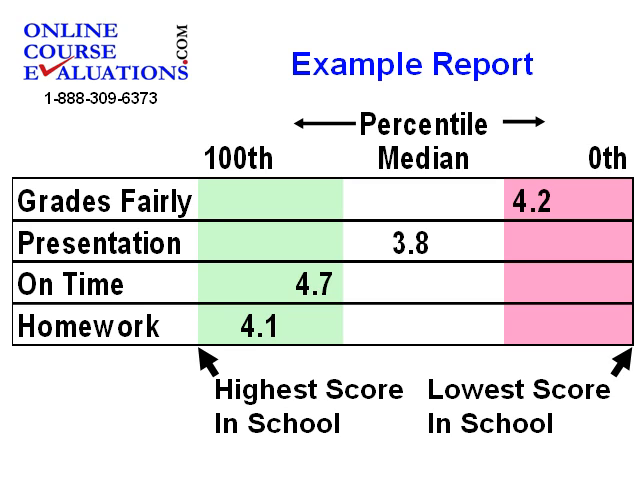We figure out the lowest class average anyone received at your school for a particular question and put it on the right. We put the highest score anyone received at your school on the left. Then we plot your score somewhere in between. Classes have to have at least 6 respondents to be considered for ranking.